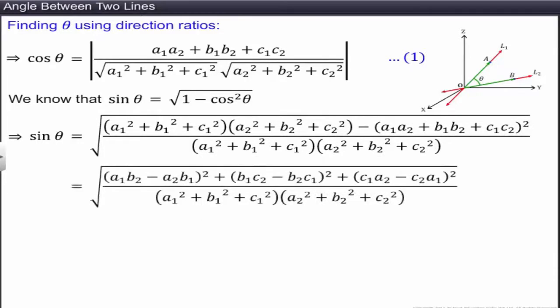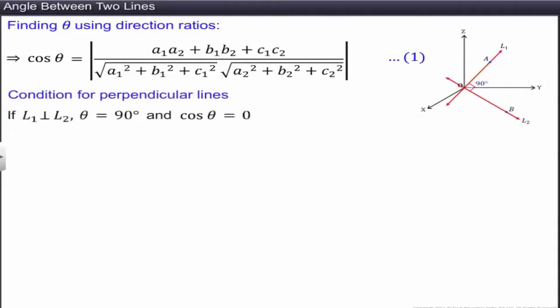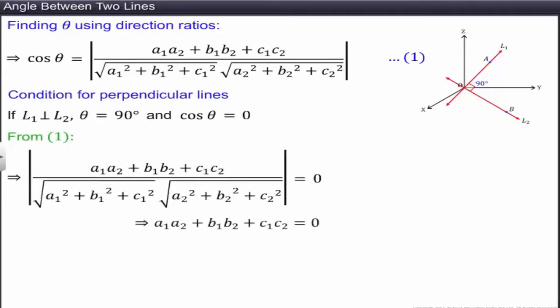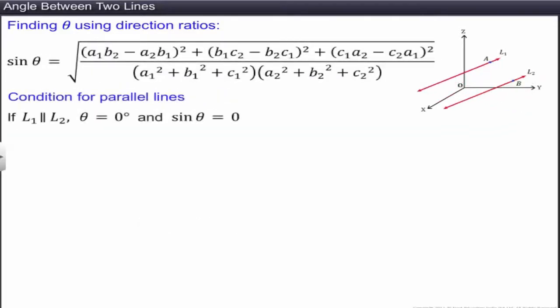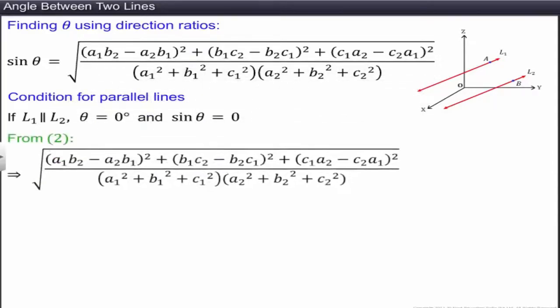These equations lead to some interesting observations. If lines L1 and L2 are perpendicular to each other, then the value of theta is 90 degrees and cos theta is 0. Equating the value for cos theta to 0 from equation 1, we get the condition for the perpendicularity of two lines. If lines L1 and L2 are parallel to each other, then the value of theta is 0 degrees and sin theta is 0. Equating the value for sin theta to 0 from equation 2, we get the condition for two lines to be parallel as shown here.